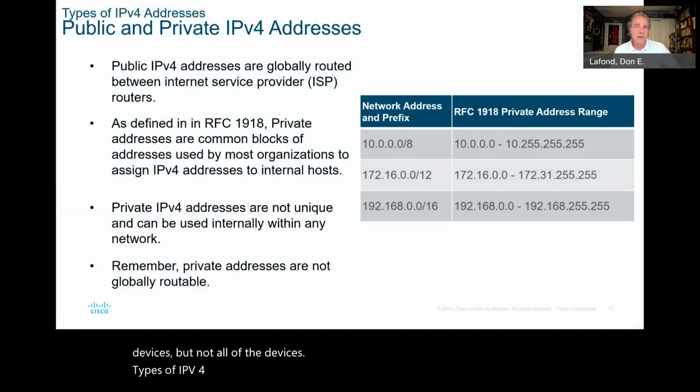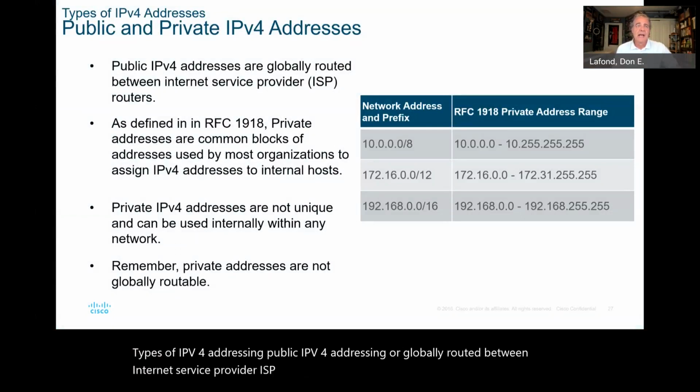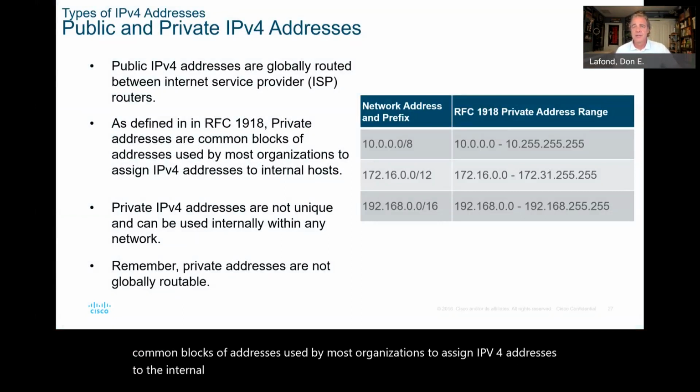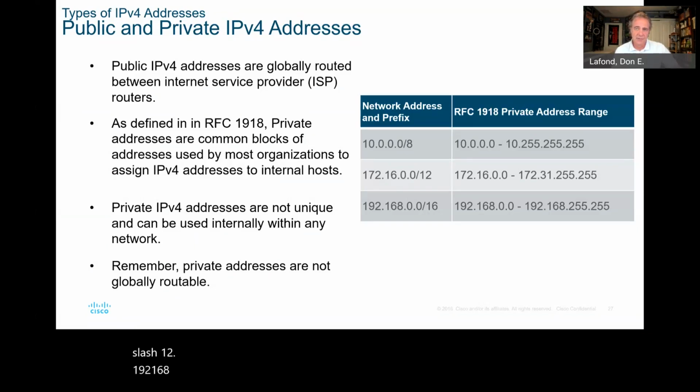Types of IPv4 addressing. Public IPv4 addresses are globally routed between Internet Service Provider (ISP) routers. As defined in RFC 1918, private addresses are common blocks of addresses used by most organizations to assign IPv4 addresses to the internal hosts. These are the ranges: 10.0.0.0/8, 172.16.0.0/12, 192.168.0.0/16.